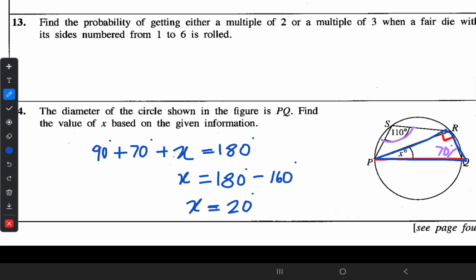20 degrees. So not only a single theorem, here we applied 3 different theorems. Semicircular triangle is a right triangle, cyclic quadrilateral opposite angles are 180, and the interior angle sum in a triangle.